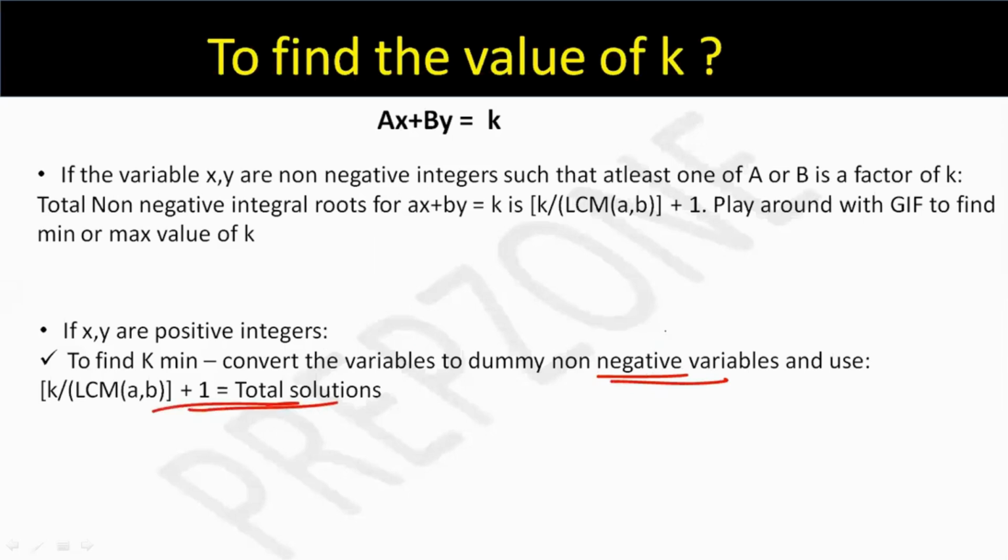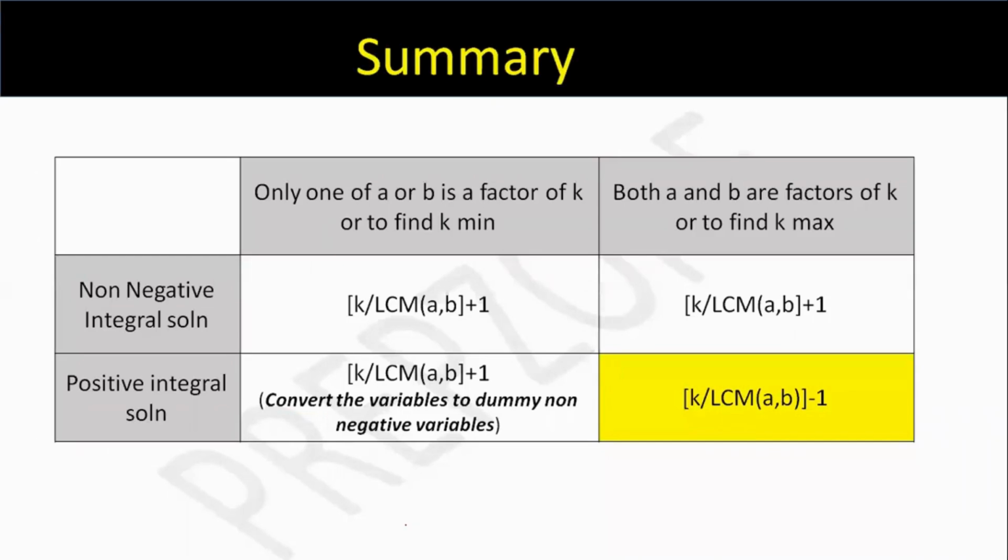What are dummy non-negative variables? I will come to this as we solve a question for this. For now just remember these things. If you have to find k maximum, you use this thing. यहाँ पे थोड़ा सा confusing होगा, but this was just the theory, and this is the slide of what I just made. This is something you can note down. कि अगर क्वेश्चन में नॉन नेगेटिव इंटीग्रल सॉल्यूशन बोला है तो you apply this formula. ठीक है, अगर क्वेश्चन में पॉजिटिव इंटीग्रल सॉल्यूशन बोला है then you apply this formula.